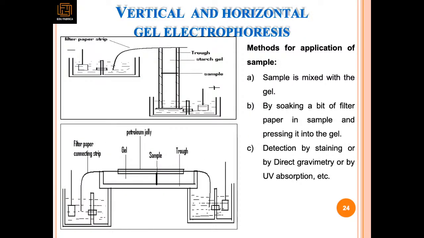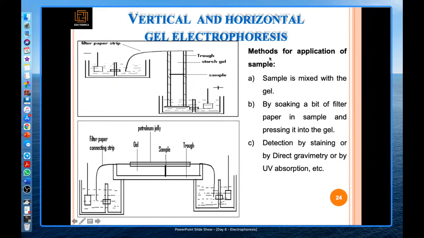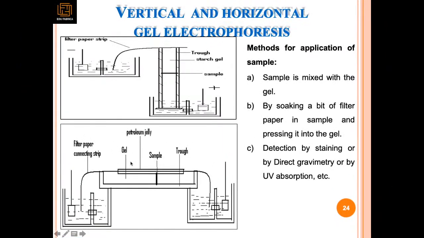Within electrophoresis, we have discussed that there are two types, vertical and horizontal. At the top we are seeing the vertical, and the bottom is the horizontal one. In the same way as we discussed paper electrophoresis, where we have paper, in this case we have slightly different compartments, but we are using gel in them. We are using starch gel in this vertical case, and in this case we are using petroleum jelly also, with a trough, and that's how we are running our experiments.